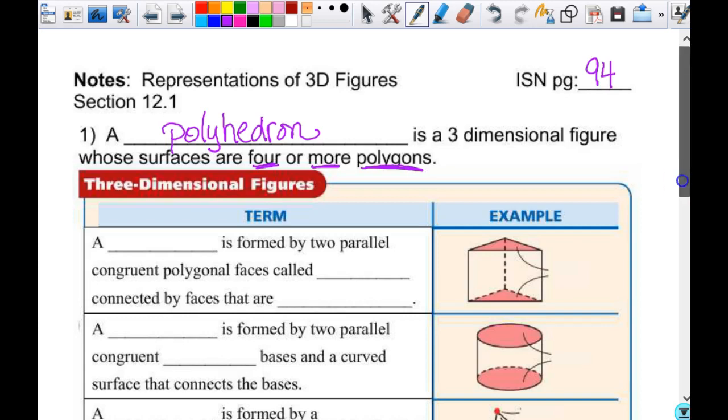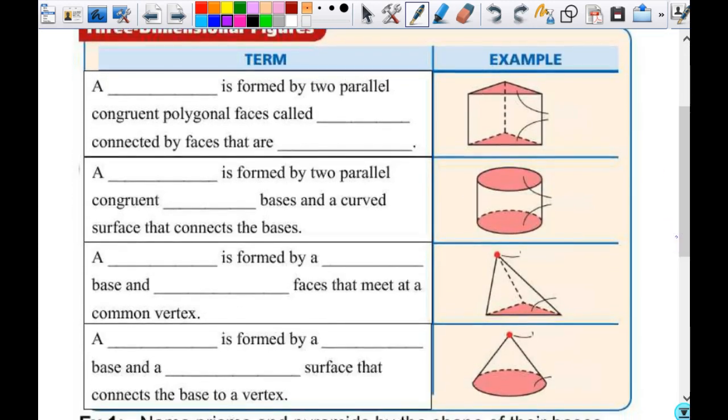Okay. All right, so if we look at this figure right here, what's the most generic name you can give this thing? A prism. Okay. So this is a prism. So a prism is formed by 2 parallel, this is important, 2 parallel congruent polygonal faces. Okay, so the bases, and they're called the bases, can be any polygon. In this case, they are triangles, but it doesn't have to be a triangle. It could be a hexagon, an octagon, whatever. So a prism is formed by 2 parallel congruent polygonal faces called bases, connected by faces that are parallelograms.